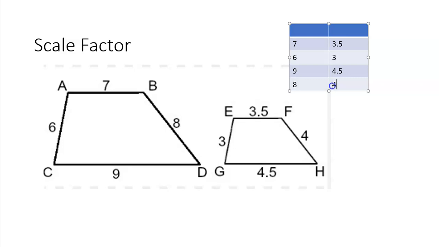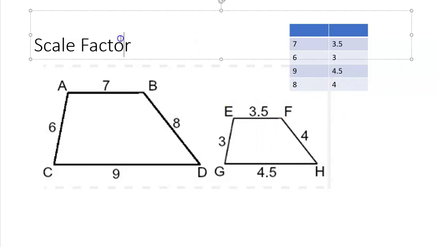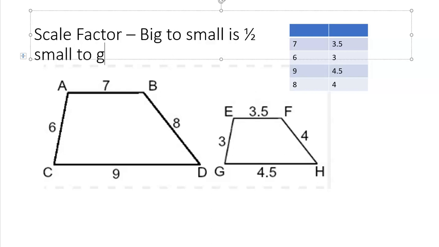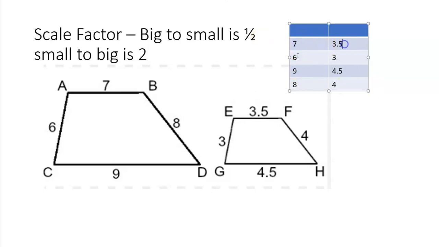Well, I notice that this column times 2 is this column. Or this column divided by 2 is this column. So I would then say the scale factor from the big to the small is 1/2. And from the small to the big is 2. I could also do that by dividing: 7 divided by 3.5, 6 divided by 3, 9 divided by 4.5, 8 divided by 4.